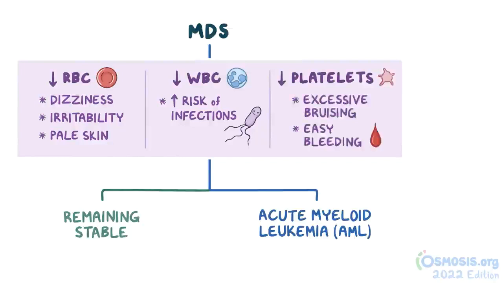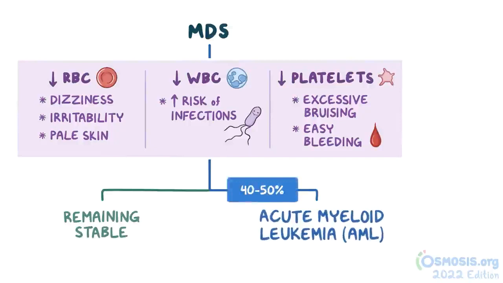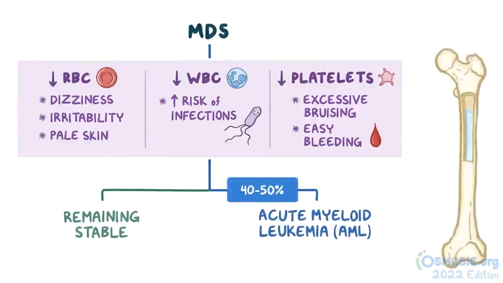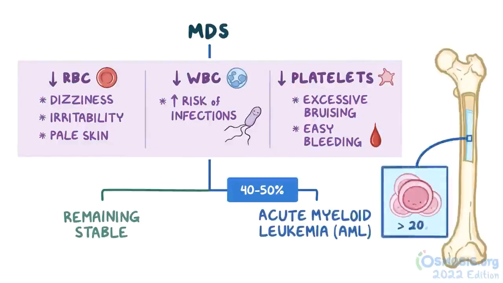Now, MDS usually worsens with time, as normal bone marrow function diminishes. 40 to 50% of the time, MDS deteriorates into a form of cancer known as acute myeloid leukemia, or AML. This happens when there are more than 20% blasts in the bone marrow.